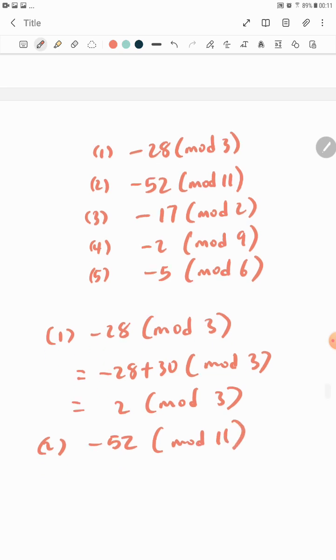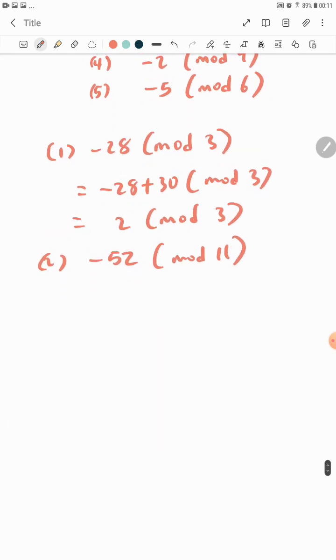What is the multiple of 11 closest to 52 that can turn minus 52 to a positive number? What I will be using is actually 55. 55 is the multiple of 11 that is the closest. If I used 44, of course the number that I will get will still be negative. So 55 is the number I can use that will turn minus 52 to a positive number.